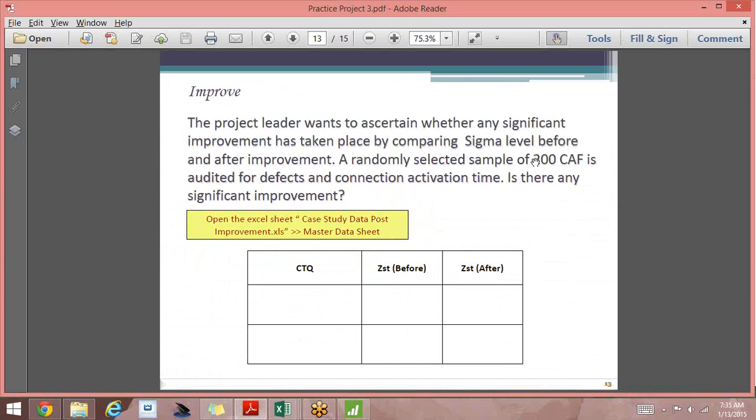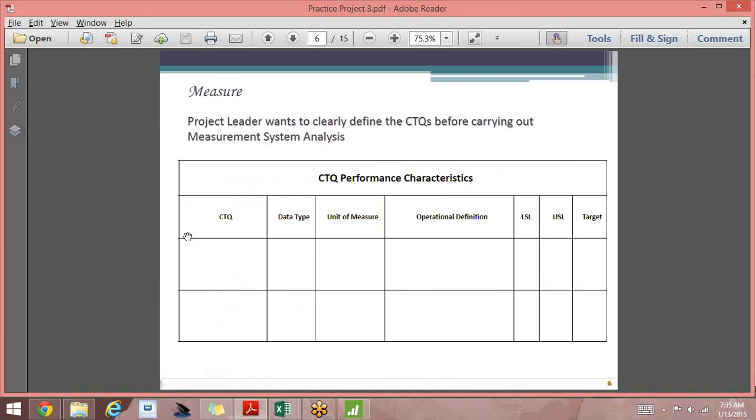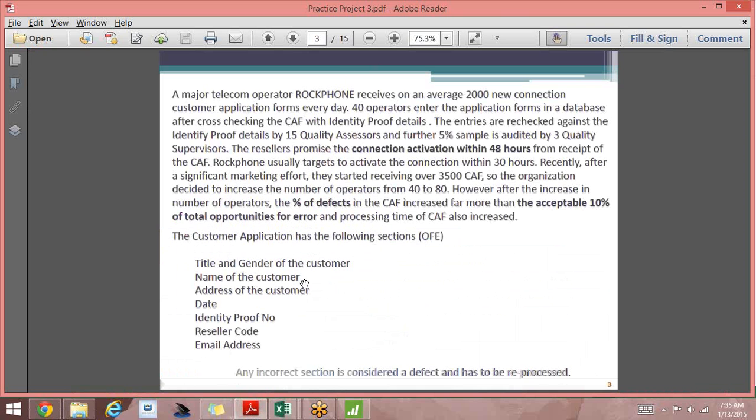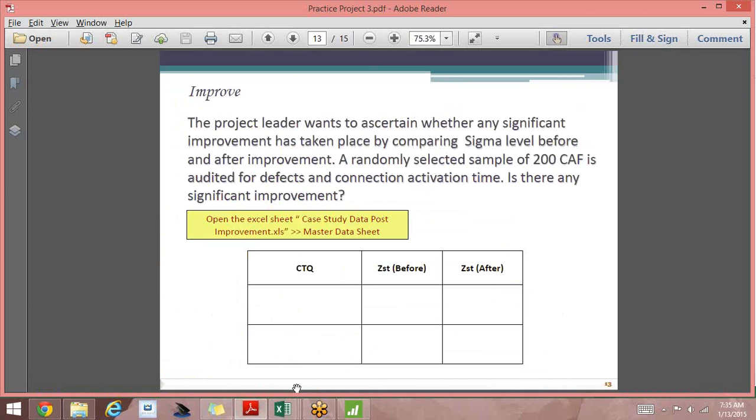Now what are they telling? They are sampling 200 customer application forms that are audited. Okay. So 200 is the sample. OFE is 7. Where did I get OFE 7 from? Let me go to the start. Title and gender of the customer is 1 OFE, name of the customer 2, address is 3, 4, 5, 6, 7. There are 7 OFEs here. Yeah, this is how I got 7 OFE. If you do not follow anywhere, let me know.